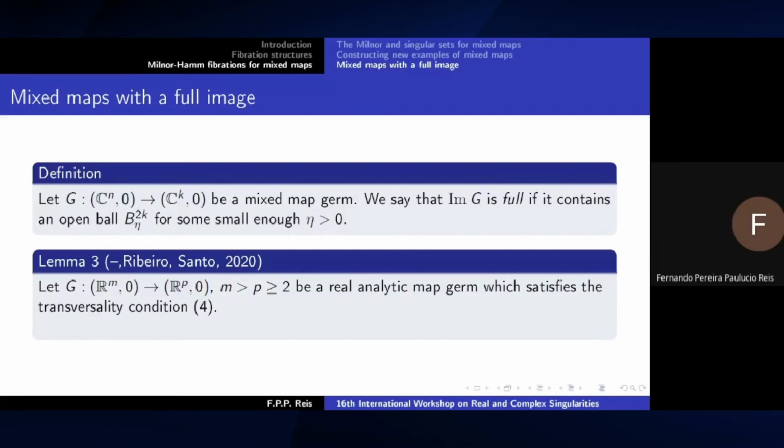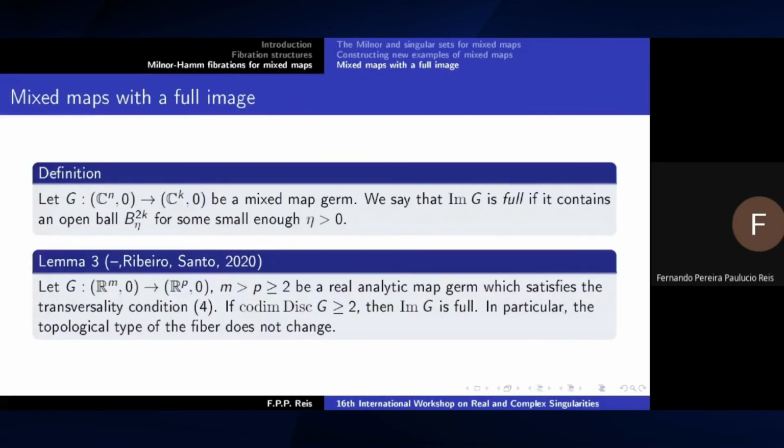We have a technical lemma for the proof of the first main result. Let G from R^m to R^p be a real analytic map germ which satisfies the transversality condition 4. If the codimension of the discriminant of G is greater than 2 or equals 2, then the image of G is full. In particular, the topological type of the fibers does not change.